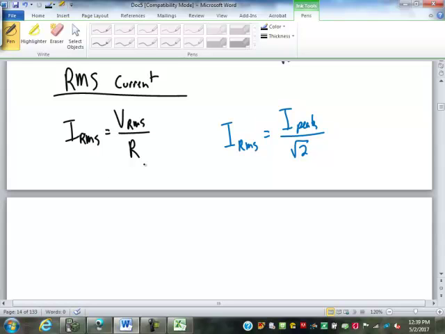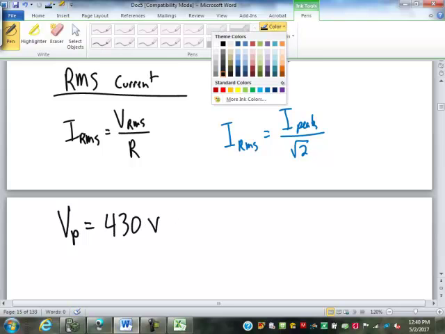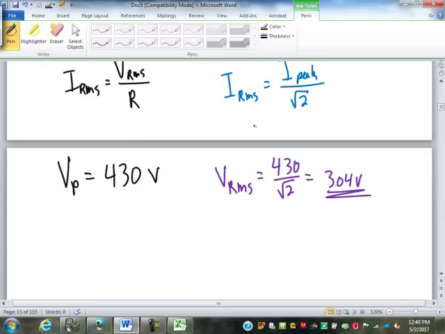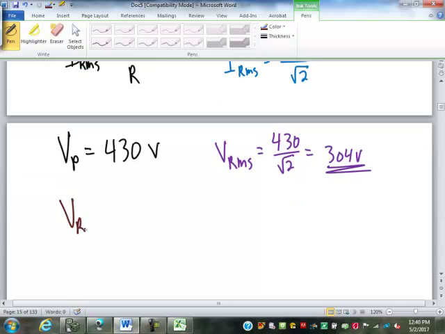So if I tell you that we have a voltage peak of 430 volts, what is our RMS voltage? Yeah, 430 divided by the square root of 2, which is 304. A common industrial voltage, by the way, is the industrial voltage of 440.